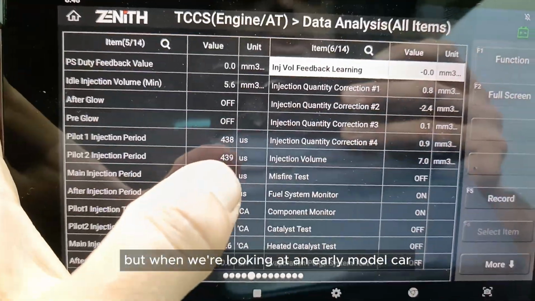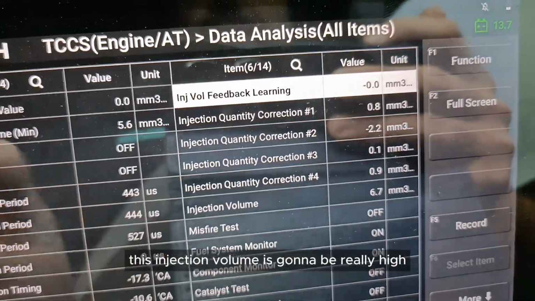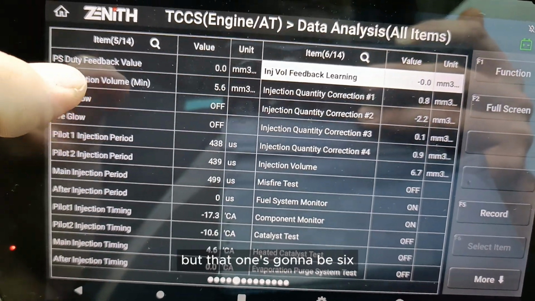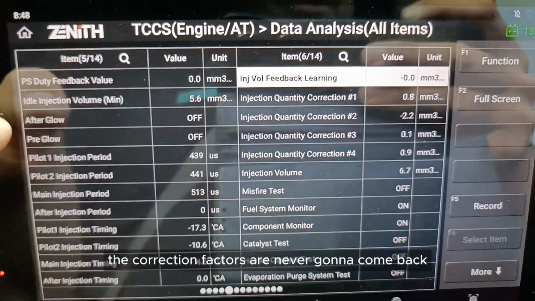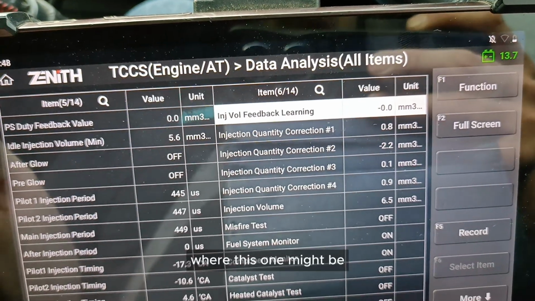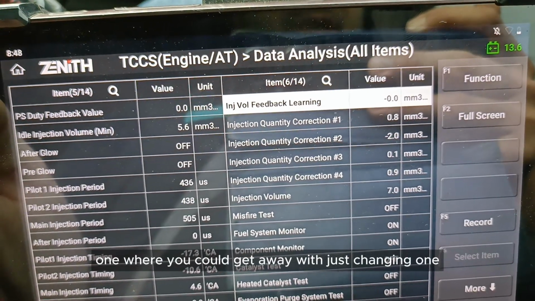But when we're looking at an early model car, this injection volume is going to be really high. Maybe we can change the 1, but that 1's going to be 6, the others are going to be 10. And so the correction factors are never going to come back if we don't change the whole set. Where this one might be one where you could get away with just changing 1.